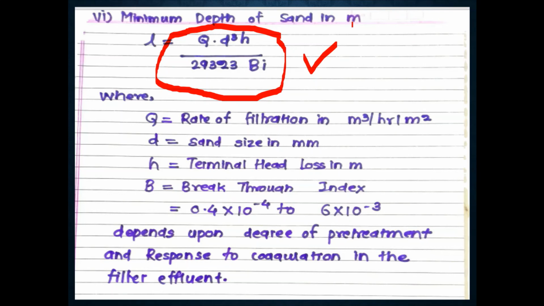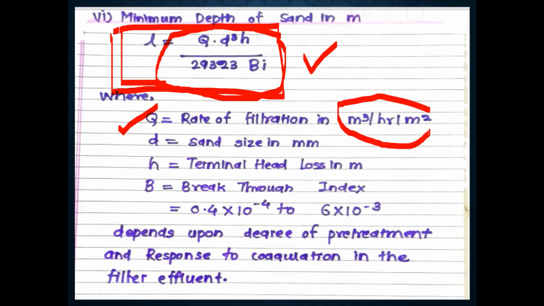Hence the minimum depth of sand in meter is equal to this formula we have to use: L is equal to Q into D cube into H divided by 29323 BI. Okay, we will see one by one. Q is nothing but the rate of filtration in meter cube per hour per meter square. Okay, that rate of filtration we are going to take, and for the maximum water which is coming, that maximum adverse condition we have to assume.